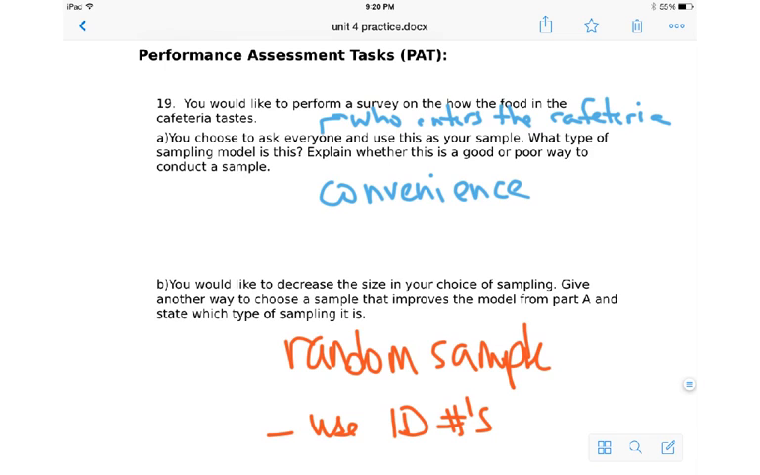Now I want you to notice here I didn't write complete sentences, and I probably should have, because on the test I need you to write complete sentences to accurately get your thoughts clear to me.